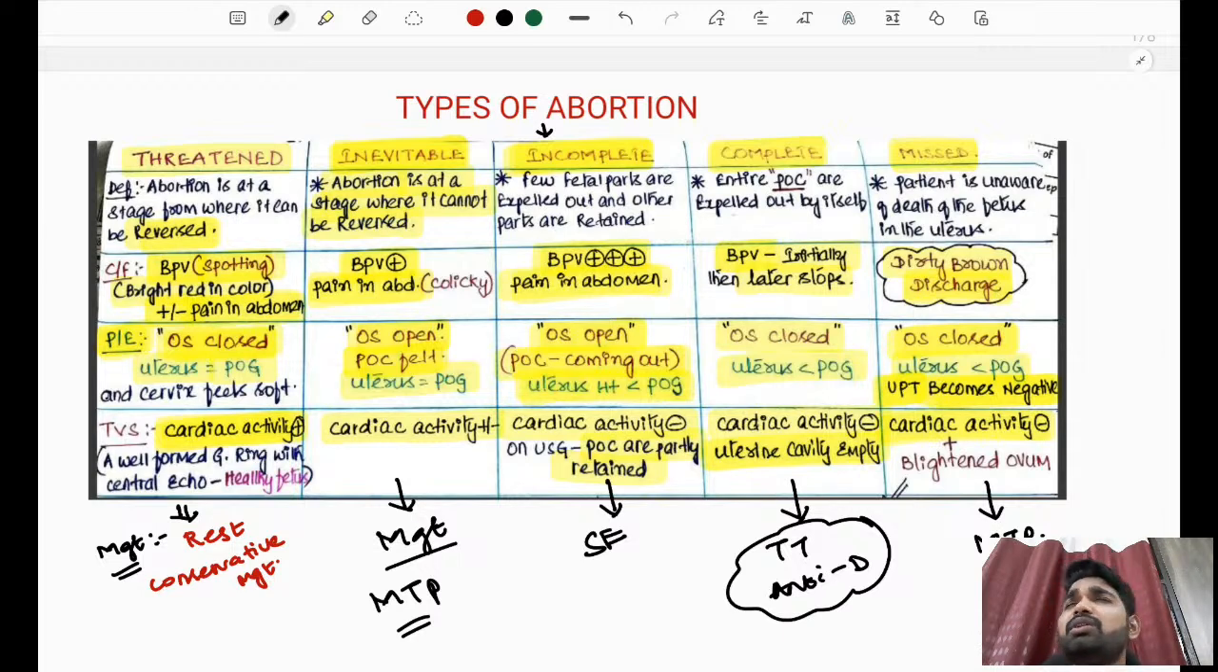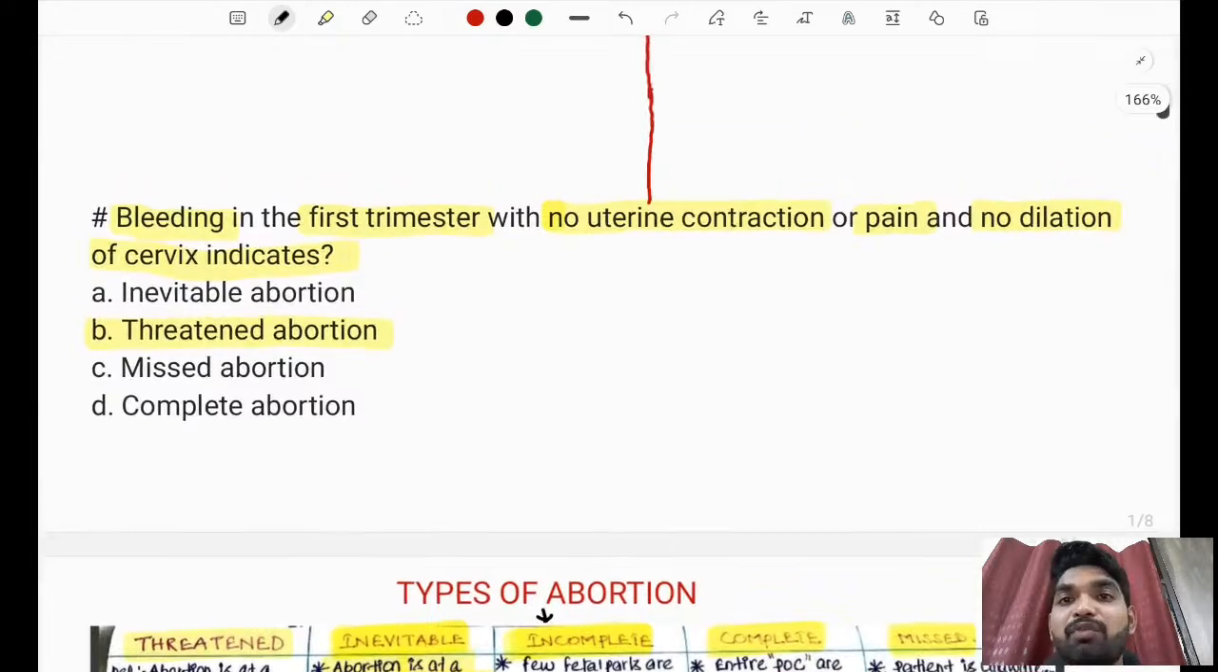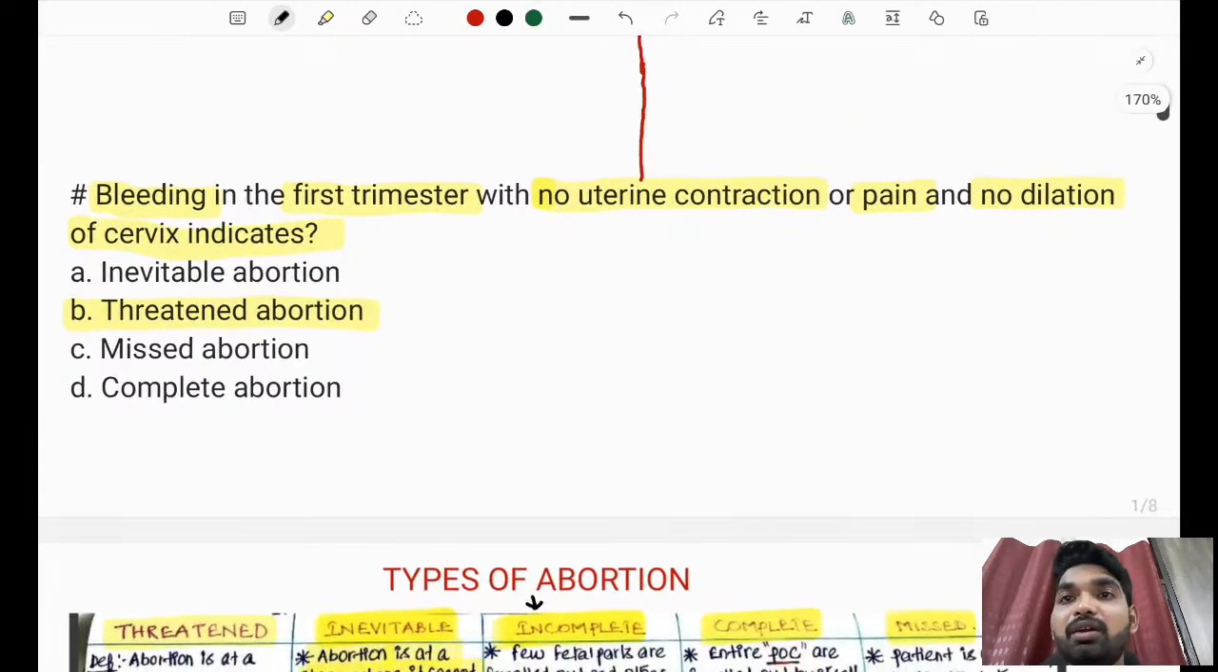Moni, no need to give complete bed rest in threatened abortion. I told you, right? Just giving conservative management will be enough in threatened abortion. Okay. Right. So these are the types of abortion. Here, yes, you people have answered it right. Bleeding in first trimester with no uterine contraction or pain, no dilatation of cervix.